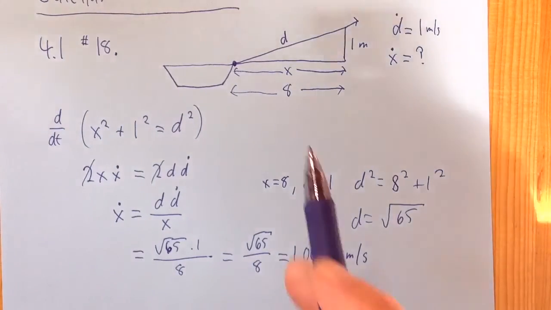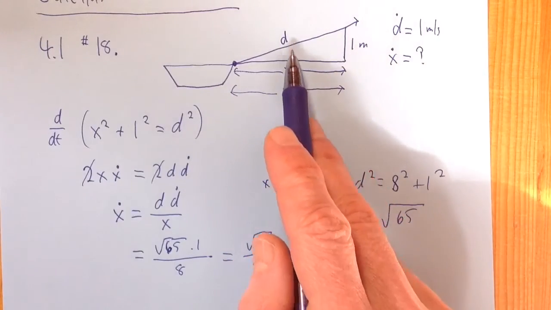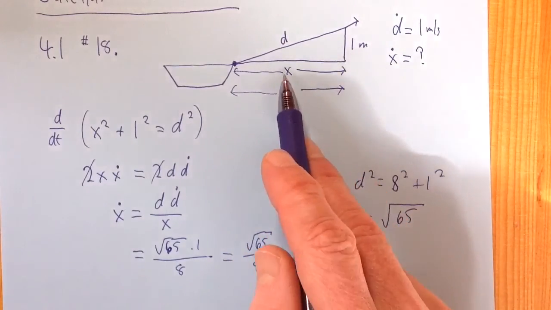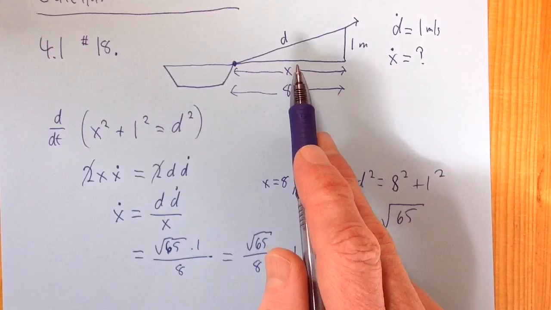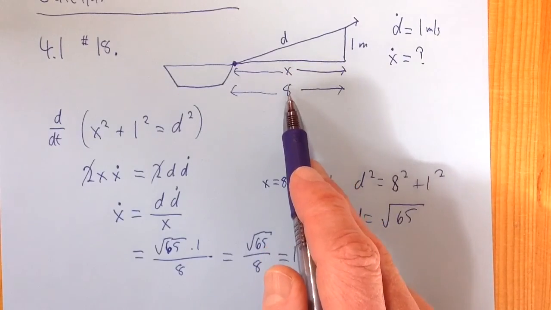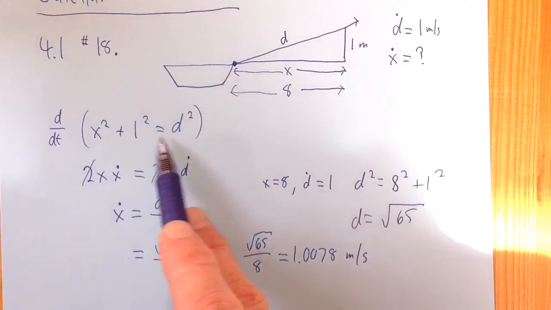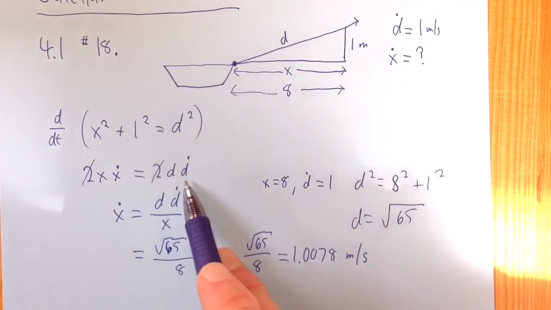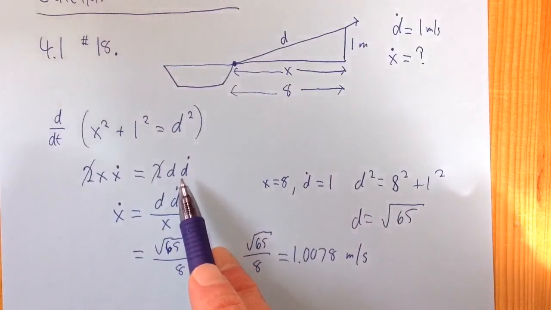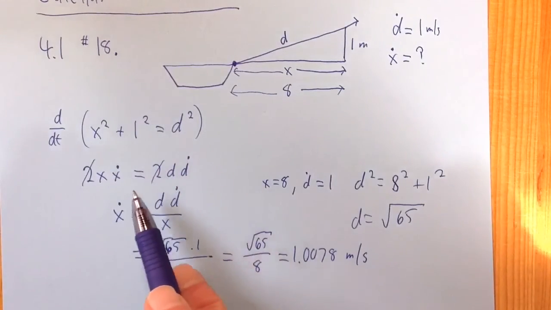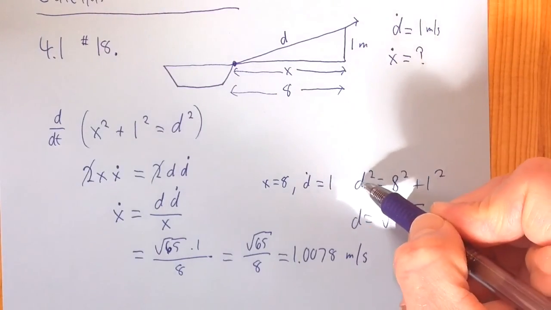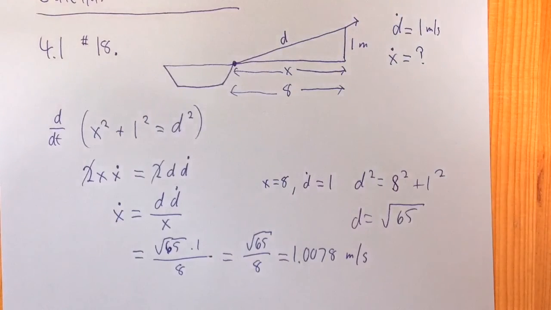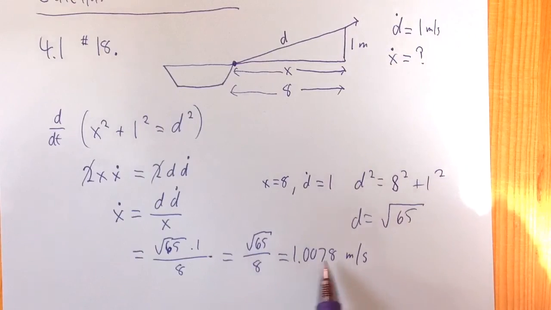The whole trick to doing these is drawing a really good picture, putting in letters for the things that change. Even though X is 8 when we want to know it, it's still always changing. We just want to know what x dot is when x equals 8. So you draw your picture, use a relation like the Pythagorean theorem to relate the things, take the derivative with respect to time, and you get a lot of dots. It's always implicit differentiation, where you solve for what you want. Sometimes you got to go back, like we had to figure out D after the fact. And many times you got to go back and figure out something else to get your final answer.